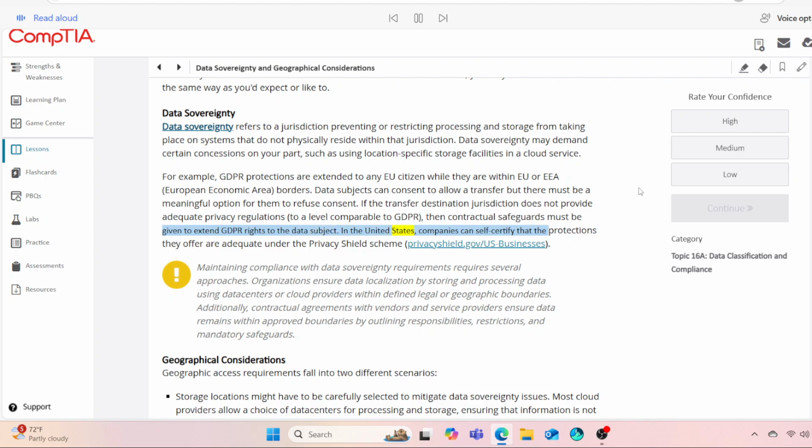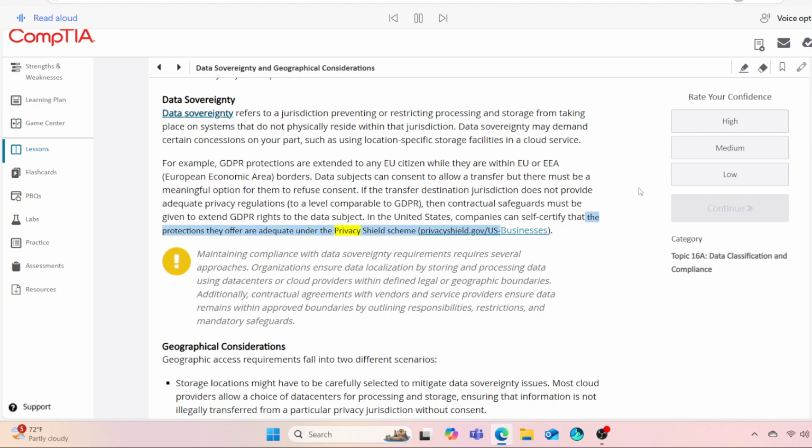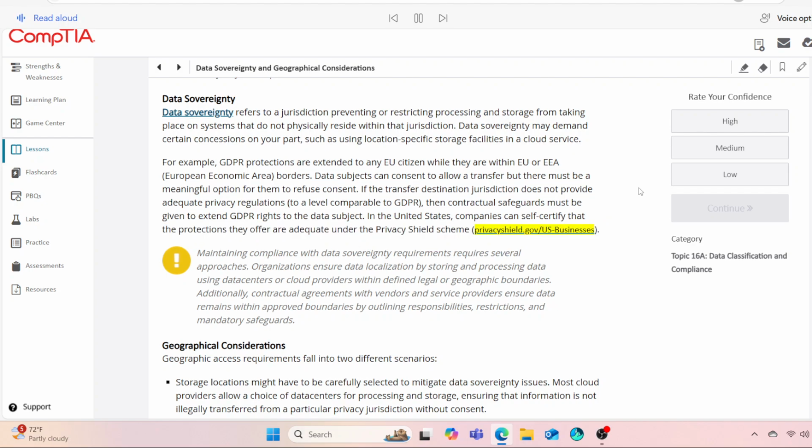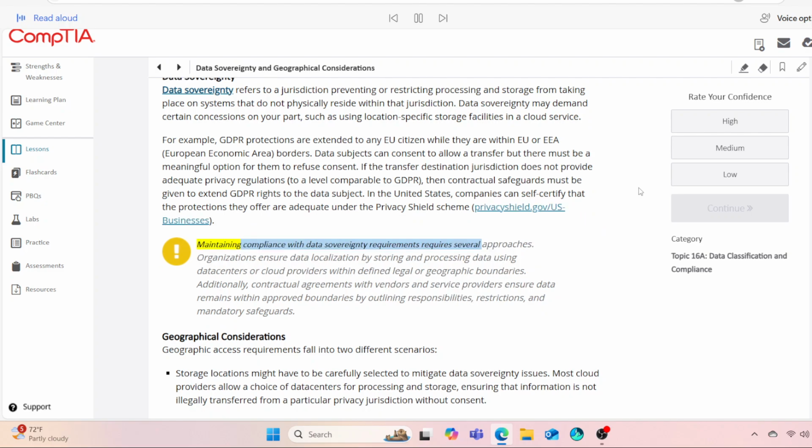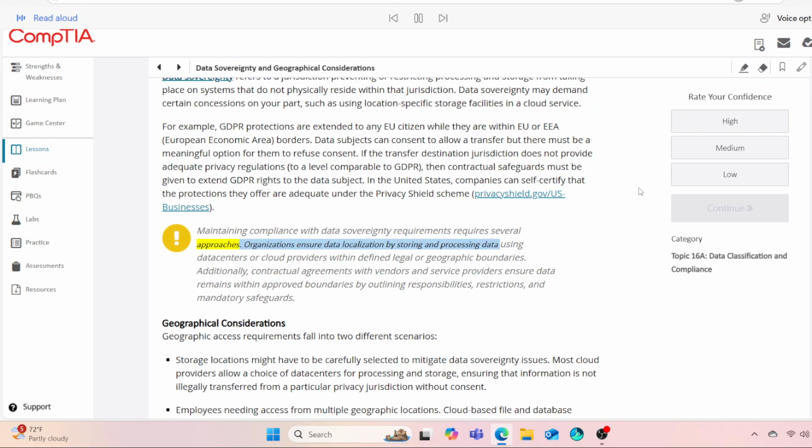In the United States, companies can self-certify that the protections they offer are adequate under the Privacy Shield scheme. Maintaining compliance with data sovereignty requirements requires several approaches.